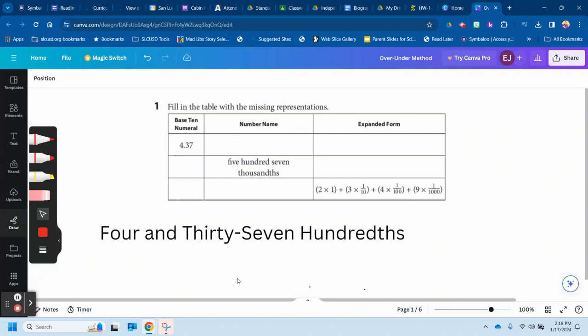This is Mr. Jarvis with Homework Help for Wednesday, January 17th, and we're looking at our pre-test, which I'm using as a study guide. It's very much like the test. All these problems will be on the test.